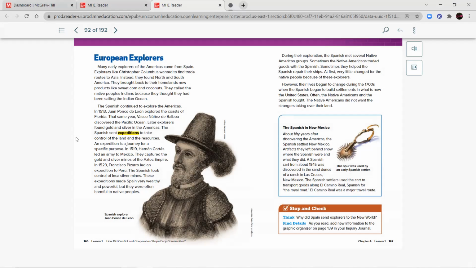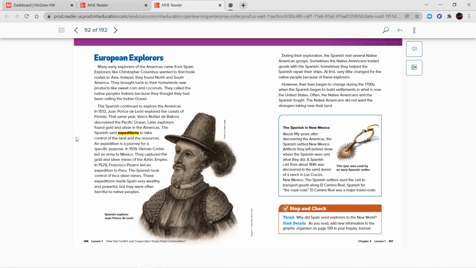In 1519, Hernán Cortés led an army to Mexico. They captured the gold and silver mines from the Aztec Empire. In 1529, Francisco Pizarro led an expedition to Peru. The Spanish took control of Inca silver mines. These expeditions made Spain very wealthy and powerful, but they were often harmful to native people.